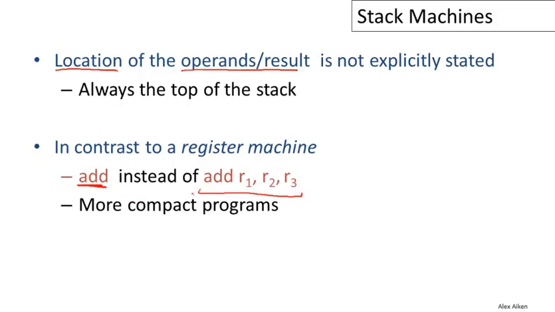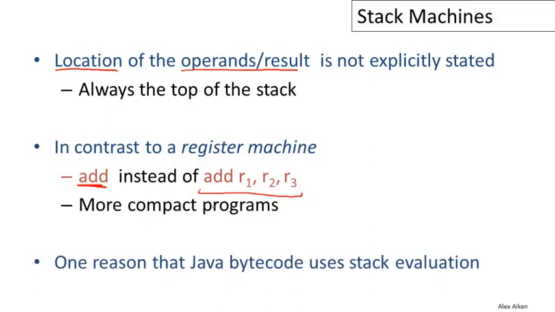The interesting property here is that this leads to more compact programs, because you have to say less in the instructions. The programs themselves are actually quite a bit smaller than register machine programs. This is one of the reasons that Java bytecode uses a stack evaluation model, because it leads to more compact programs. Especially in the early days of Java, when it was fairly expensive to ship these programs around the internet to download them, having very small compact code was a good property.